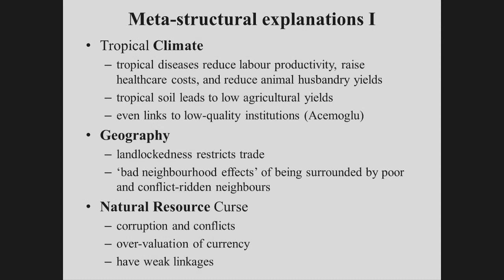I mean, people have talked about tropical climate, which creates tropical diseases, especially malaria, that reduce labor productivity, raise healthcare costs, and reduce animal husbandry yields, because these countries also have diseases for cattle and so on that are very difficult to deal with. Some have argued, although this is disputed, that tropical soil leads to low agriculture yields.